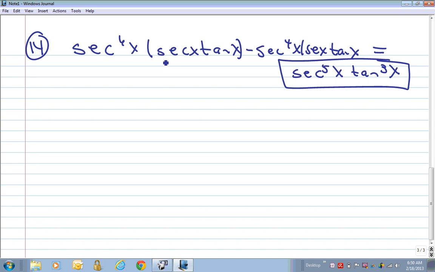The one thing I notice here is I have secant x tan x, secant x tan x, that's the same. So therefore, I don't want to change that, I want to leave that. This subtraction sign divides these two terms up, and I do notice they have a common factor, and we're always going to look for common factors. I have a secant to the 6th and a secant to the 4th, so common would be secant to the 4th. So I'm going to go ahead and pull out secant to the 4th x.